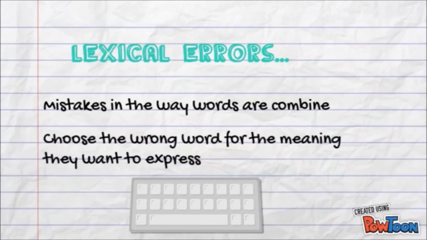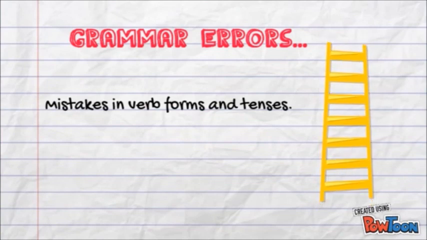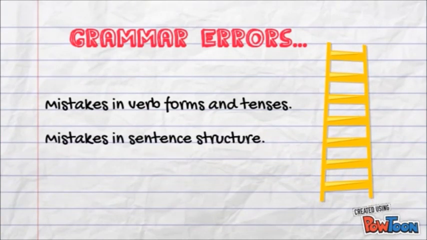For example, sometimes you feel that you are disillusioned, but when you try to express your ideas, you say that you are disappointed. So it is a lexical error because you are trying to connect those words, but because they are similar, they are not the same. Now let's talk about the second one, grammar errors. Those are mistakes in verb forms and tenses, and also mistakes in sentence structures. Sometimes our students start talking in present and then they mix the tense and they end up talking in past. So those are grammar errors.